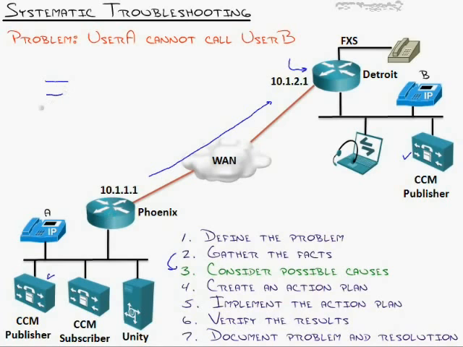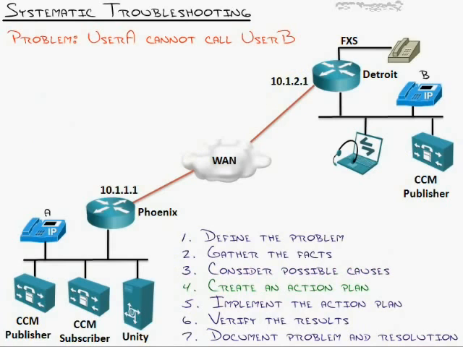So you create this list, and you say, okay, from that list, I would say this is probably the most likely cause. Transcoders. I bet you the transcoders are out of resources, so I can't convert from G711 to G729 over the WAN and then go back when I get to the other side. And this is just an example in this case. So let's create an action plan based on that.